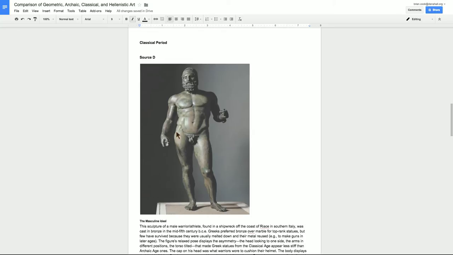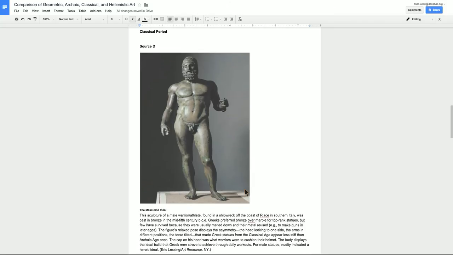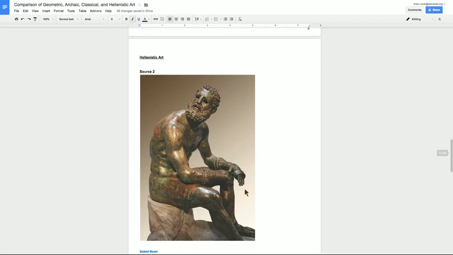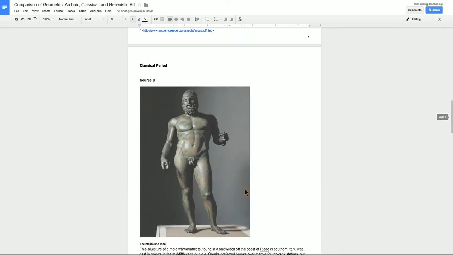And we have this contrapposto, where the hips and the shoulders are placed at angles so that we can see a nice longer line. The Greeks believed this to be a better way of seeing the beauty of Greek art, and finally, the beauty of the human form.